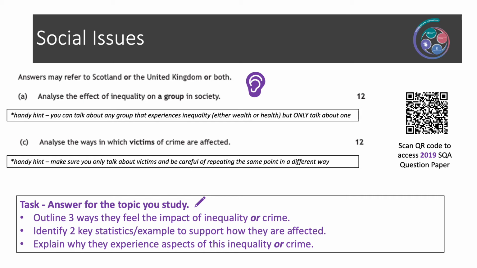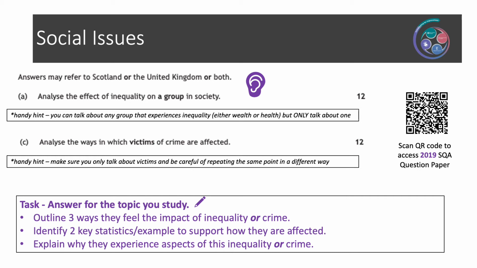Notice for the crime and law question, they have given you the group. Analyse the ways in which victims of crime are affected. So you can only talk about victims. In both questions, they have bolded up the instruction to make sure that you only talk about that one group. If you talk about more than one group, your marks will be capped.